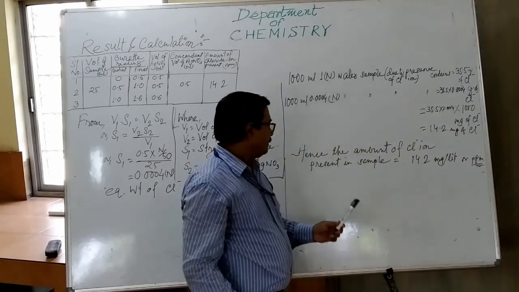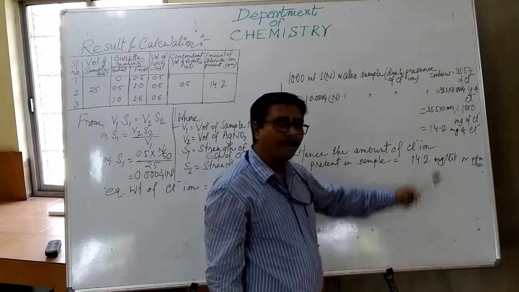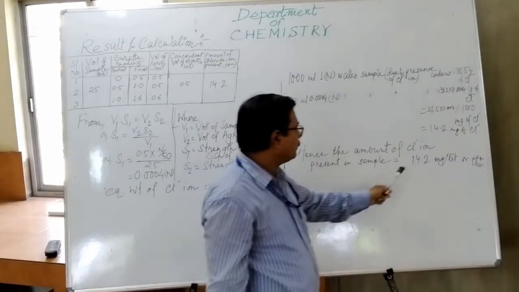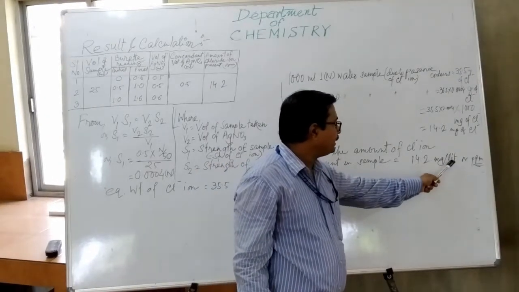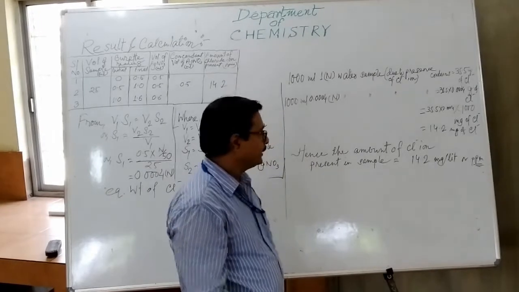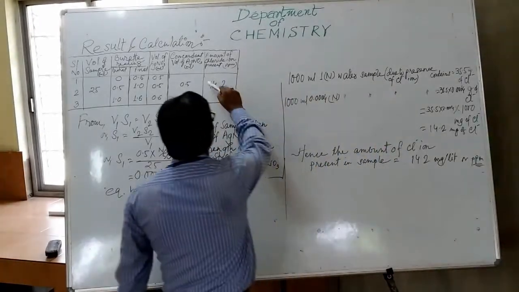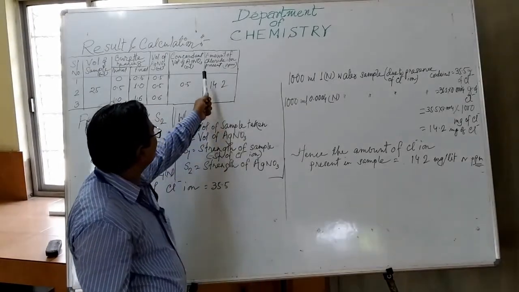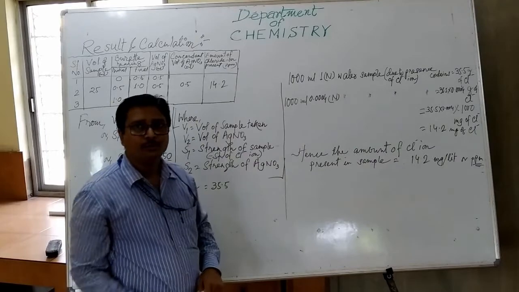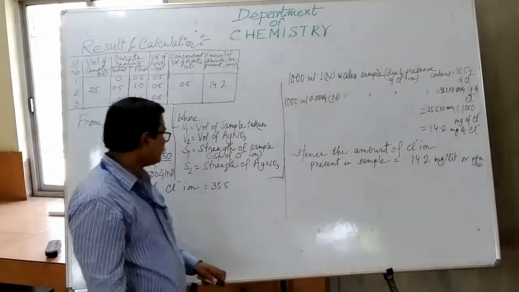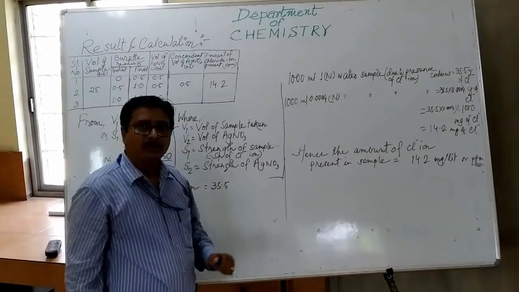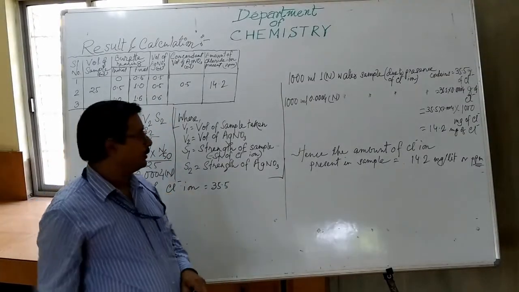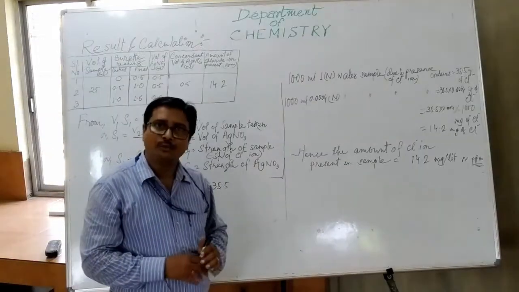The amount of chloride present in the sample is 14.2 milligram per liter, because we are calculating for 1000. So 14.2 milligram per liter or ppm, parts per million. Now this value you have to put in the last column of your table. Okay, so the amount of chloride present is 14.2 ppm. Now this is all about the experiment of the argentometric determination. I think all of you understood that.